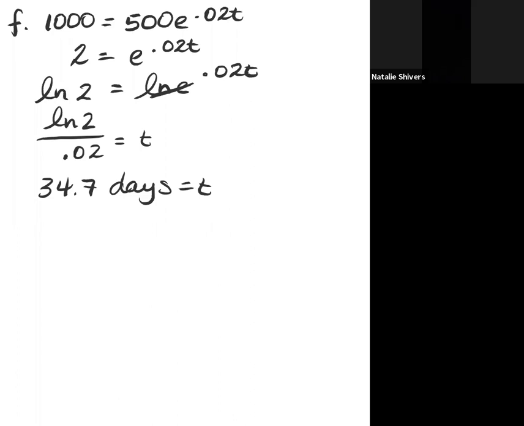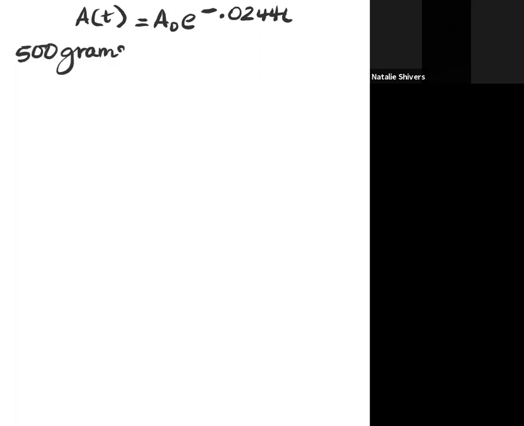And then number 3 is going to decay. So we're going in the opposite direction. So our new formula that they give us is A of t equals A naught e to the negative 0.0244 t. But they tell us that we have 500 grams. So you're going to put 500 in for A naught. A asks, what is the decay rate?